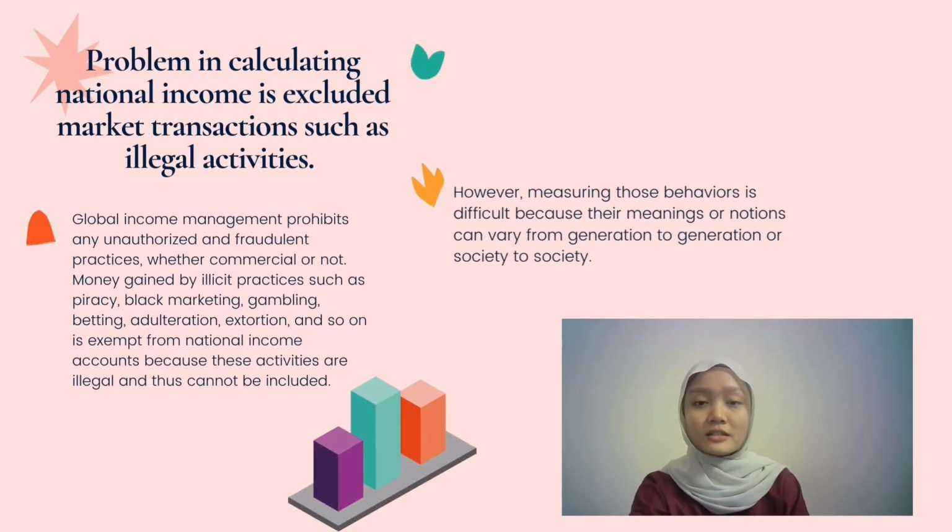The third problem in calculating national income is excluded market transactions such as illegal activities. Global income management prohibits any unauthorized and fraudulent practices, whether commercial or not. Money gained by illicit practices such as piracy, black marketing, gambling, betting, adulteration, extortion, and so on is exempt from national income accounts because these activities are illegal and thus cannot be included. However, measuring those behaviors is difficult because their meanings or notions can vary from generation to generation or society to society.